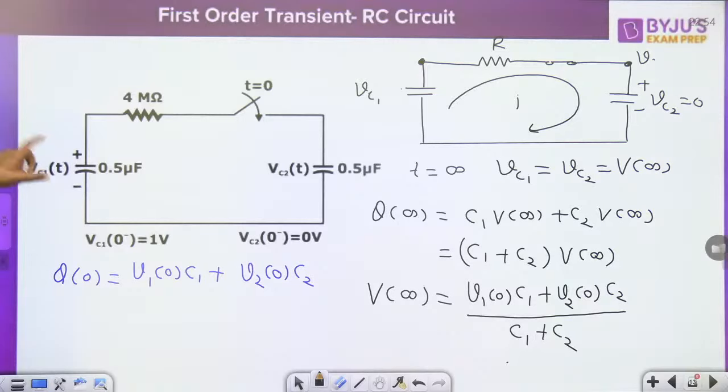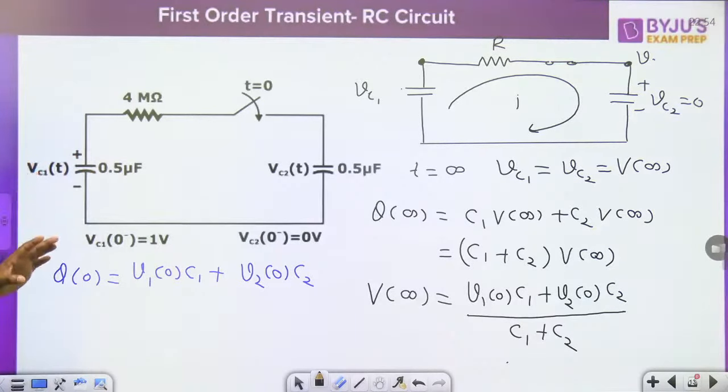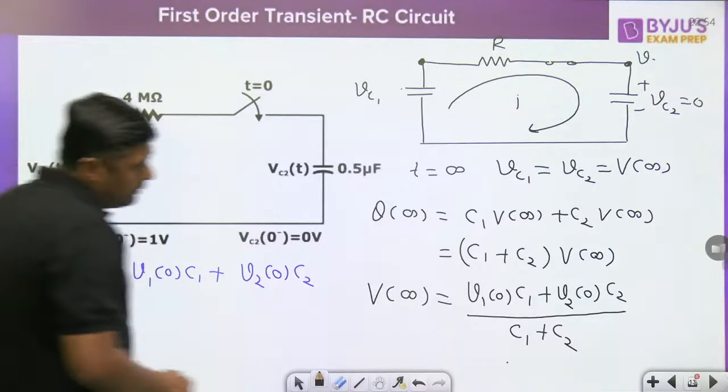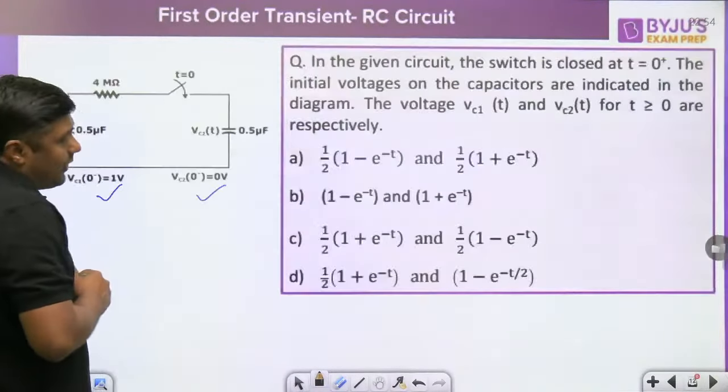Initial voltage across that capacitor is 0. Initial voltage across that capacitor is 1 volt. Now the charge will remain the same, V1(0)·C1. So please check my calculation. This is the value, V2(0)·C2. Then use this formula and find the final value.